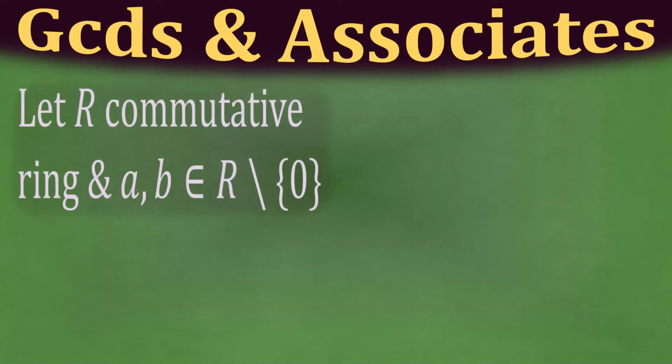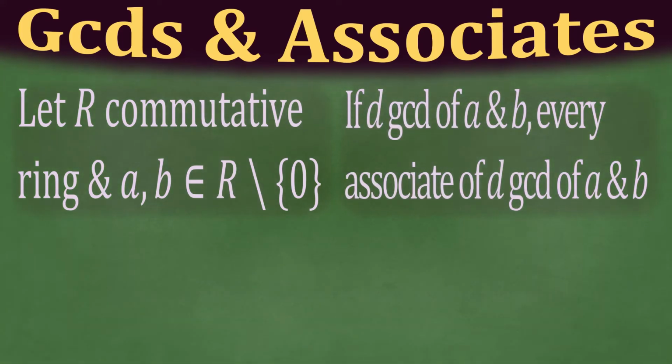Next, let's describe how GCDs and associates relate. Let R be a commutative ring, let a and b be in R, nonzero. If d is a GCD of a and b, then every associate of d is also a GCD of a and b.